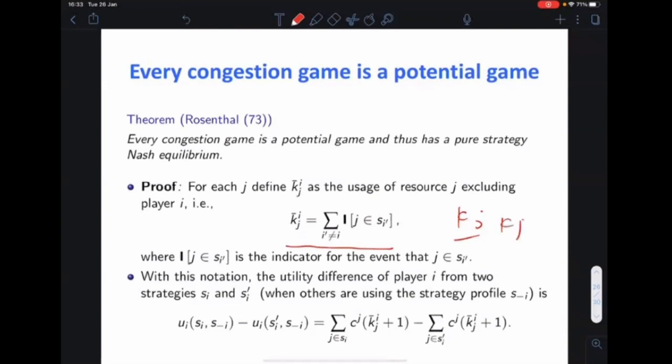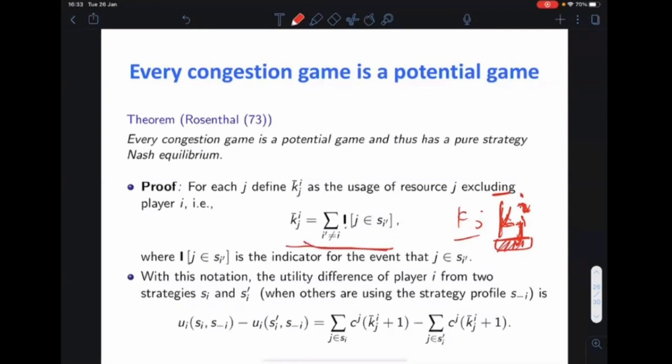Using this K, J, I, basically if I have this resource J and I is using it, then I have this count, but it's not just counting. I will remove this I. I won't count this I, but I will count the rest of these users.